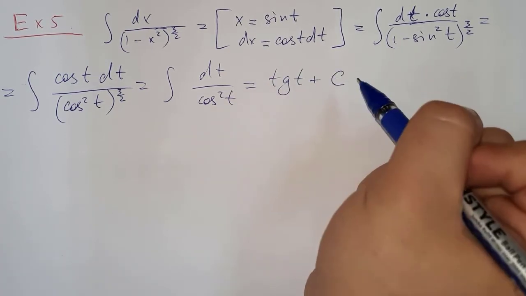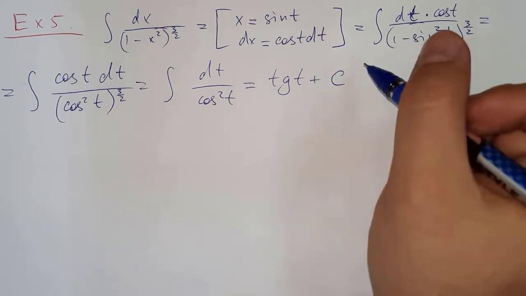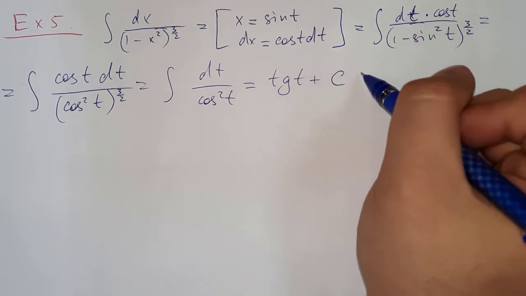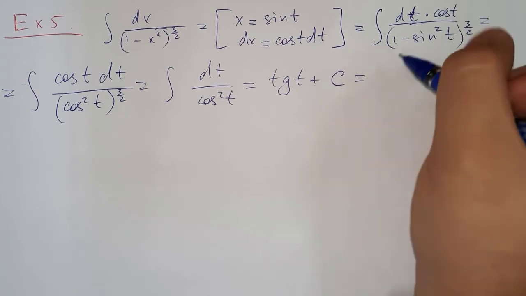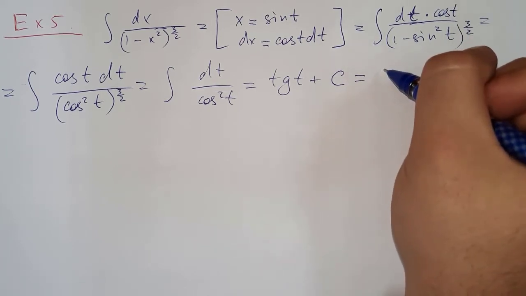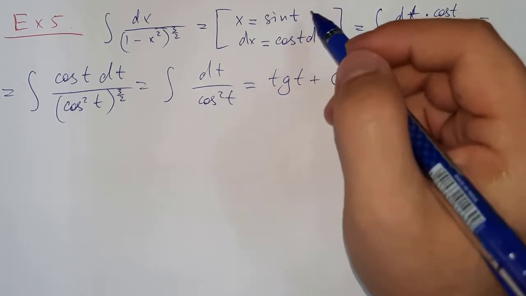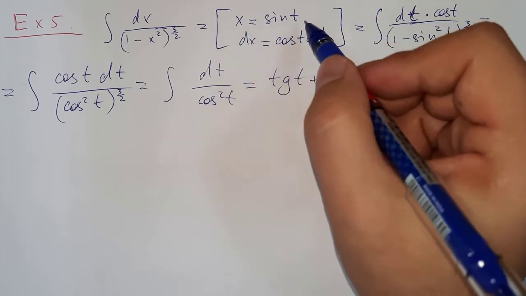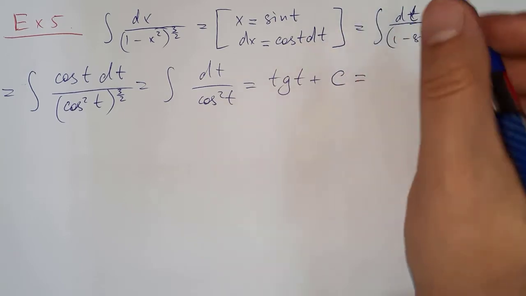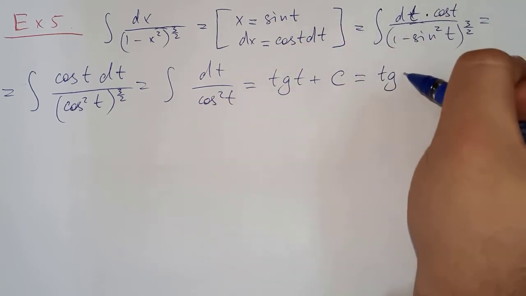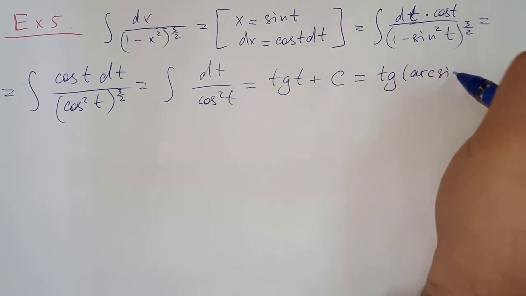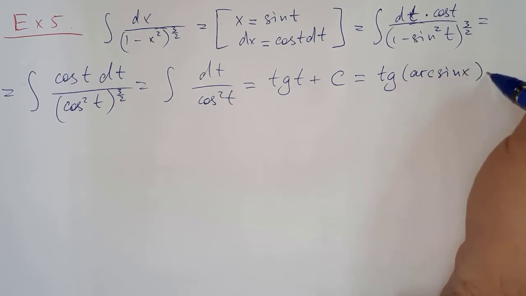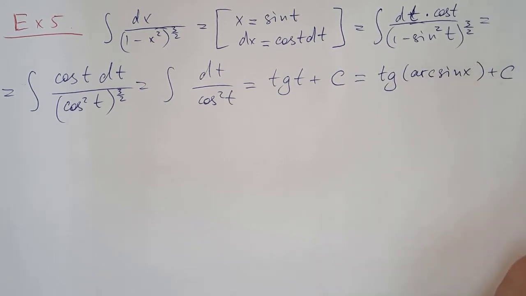plus c. And now we need to replace our t with x again. If we want to find t from this equation, it will be arcsine x. So the answer is tangent of arcsine x plus c. This is the final answer.